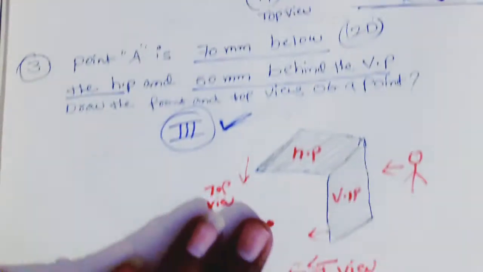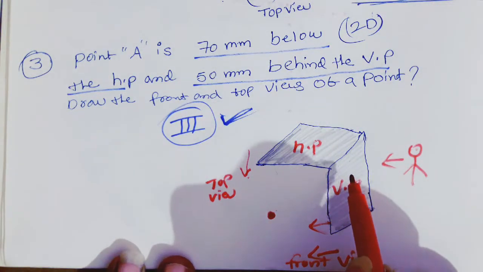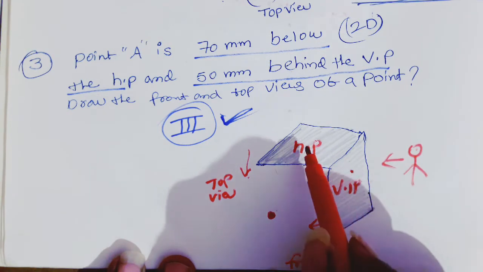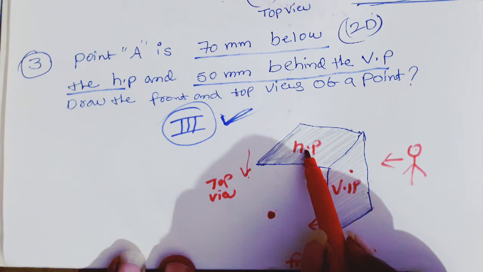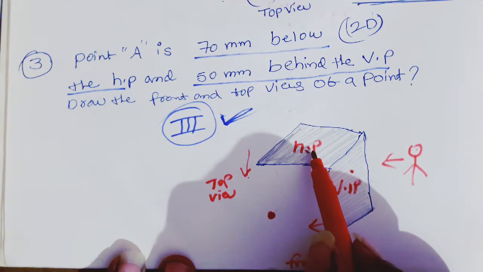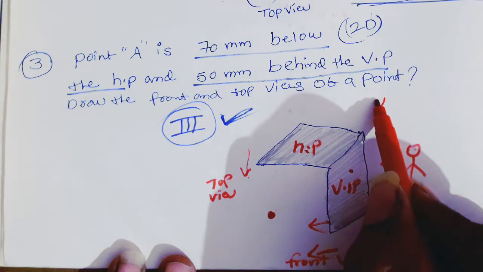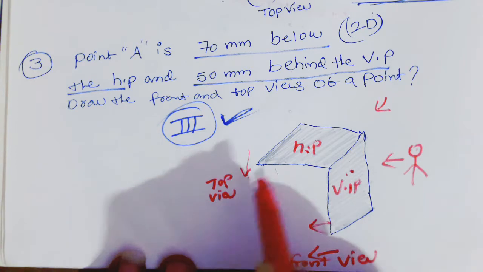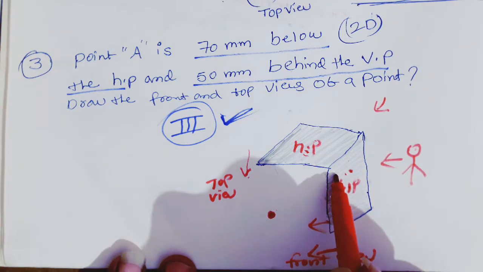Okay, right? Same here also. Try to imagine this VP is transparent and HP is also transparent. Okay, and turn this HP through 90 degrees, then this HP is coplanar with VP. HP is coplanar with VP.